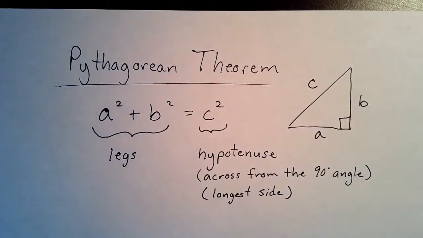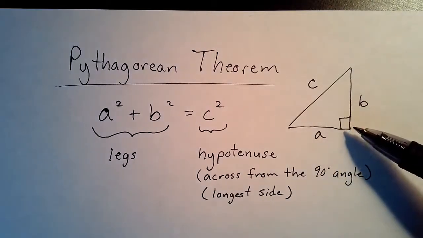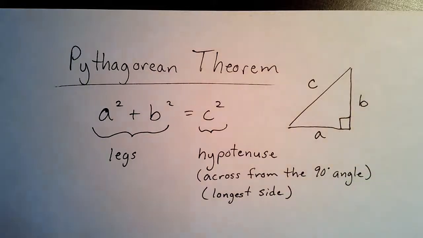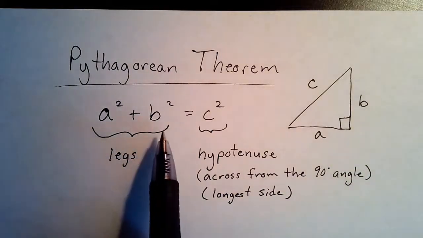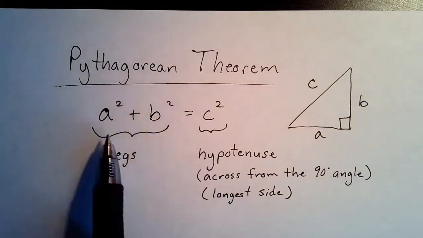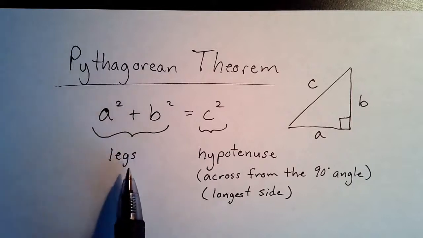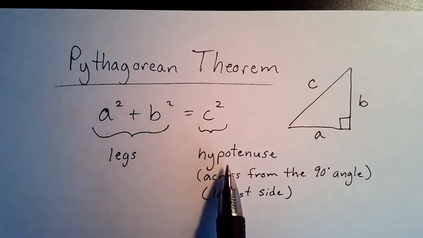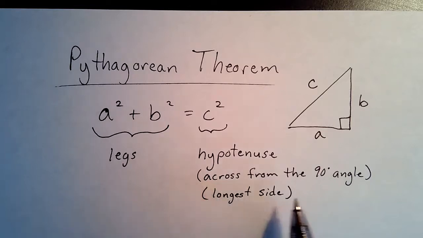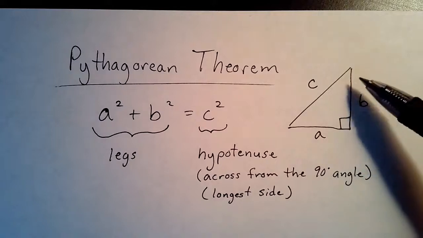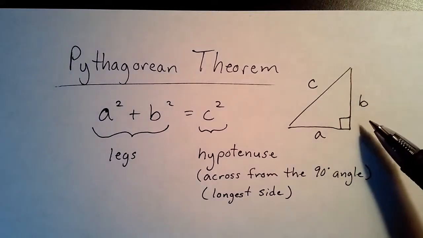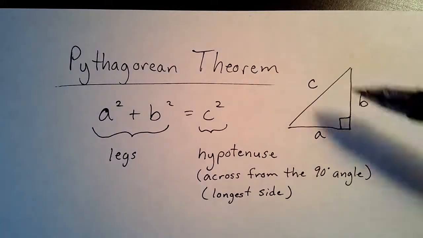Quick review on this. We use the Pythagorean Theorem with right triangles, so you have to have that right 90-degree angle. And the Pythagorean Theorem is a squared plus b squared equals c squared, where the a and the b are the two legs of the right triangle, and c is the hypotenuse of the right triangle. The hypotenuse is the side that's across from the 90-degree angle, and it's also the longest side in the triangle. So your two legs are a and b, and the hypotenuse is c.